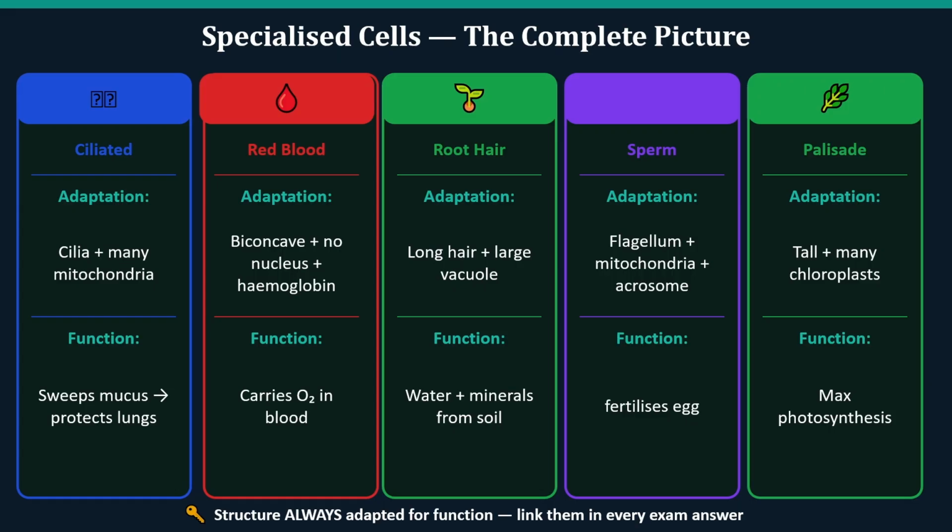Now here is the complete picture of all five specialized cells in one diagram. Screenshot this slide, adaptation and function side by side for every cell, perfect for revision. And remember the golden rule, structure is always adapted for function. In every exam answer, name the adaptation of the cell and say why it is there. This is what earns you the full marks.